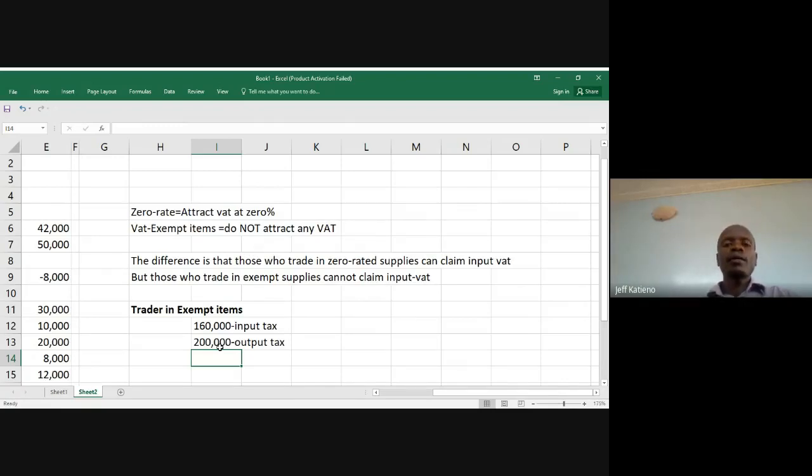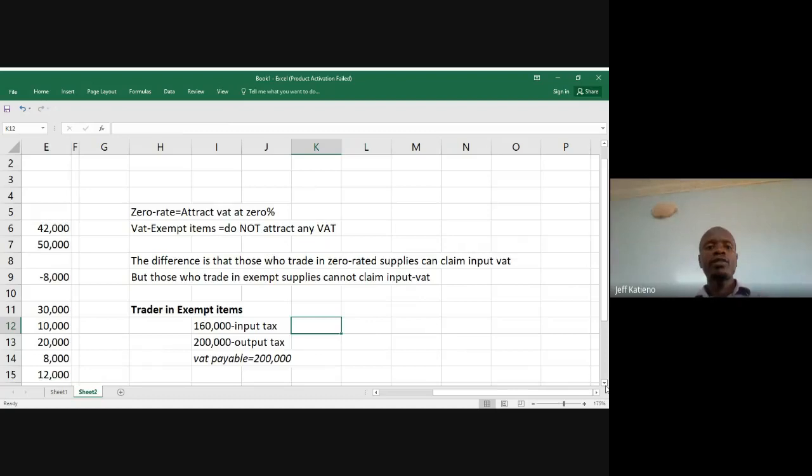So if you are a vatable person but you're trading in VAT exempt items, then in this case the VAT payable will be 200,000. Okay, the whole amount will be payable.